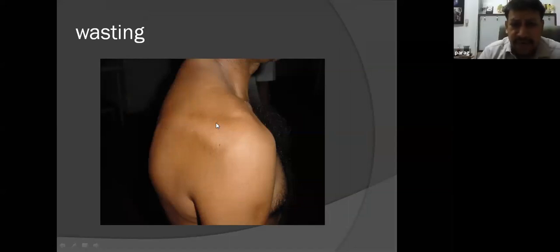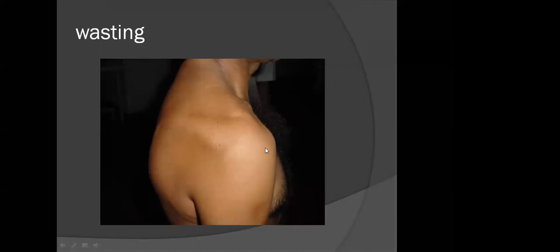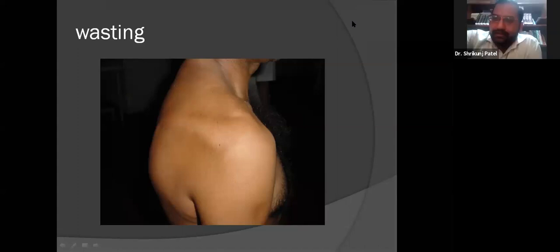Let us say that he is a 50-year-old male. There is no wasting of the deltoid here. What is the most presumptive diagnosis? What is your first differential diagnosis? Yes, anybody?